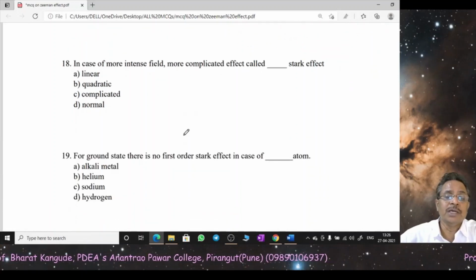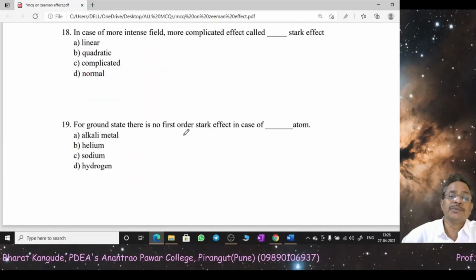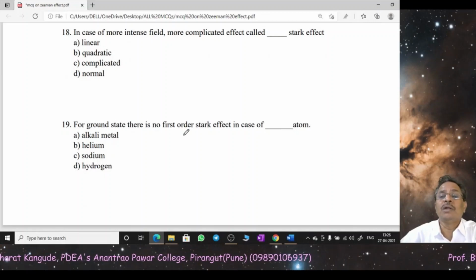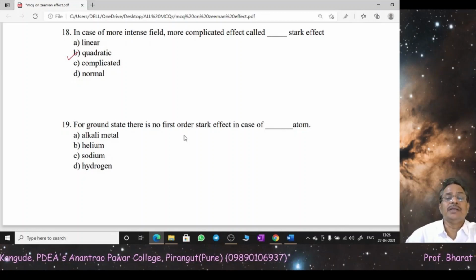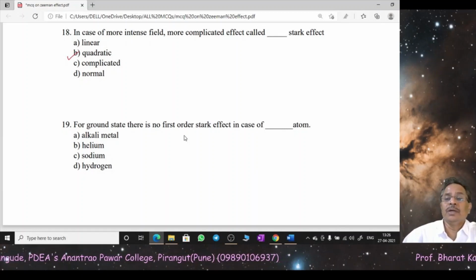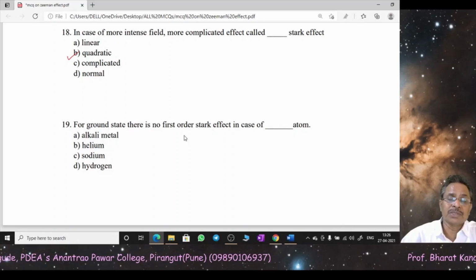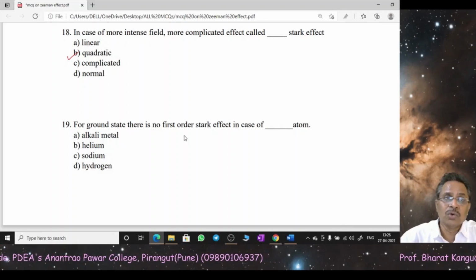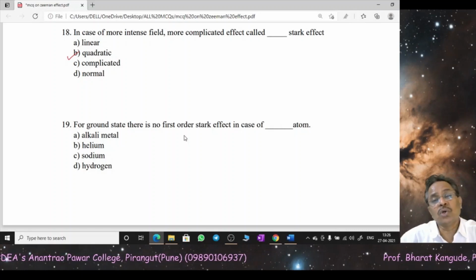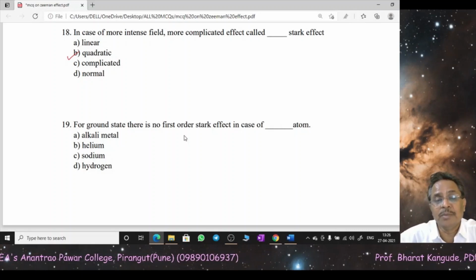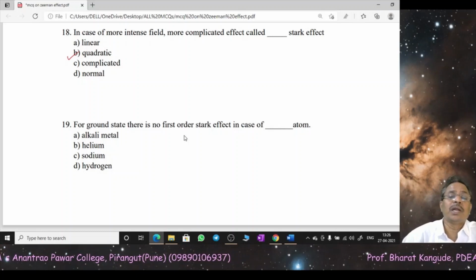So question number 18: in case of more intense field, more complicated effects are called the quadratic Stark effect. So the option is C, quadratic Stark effect. Here the separation of the spectral lines doesn't increase linearly as we increase the electric field, but goes on increasing very abruptly, and that is called a quadratic Stark effect.